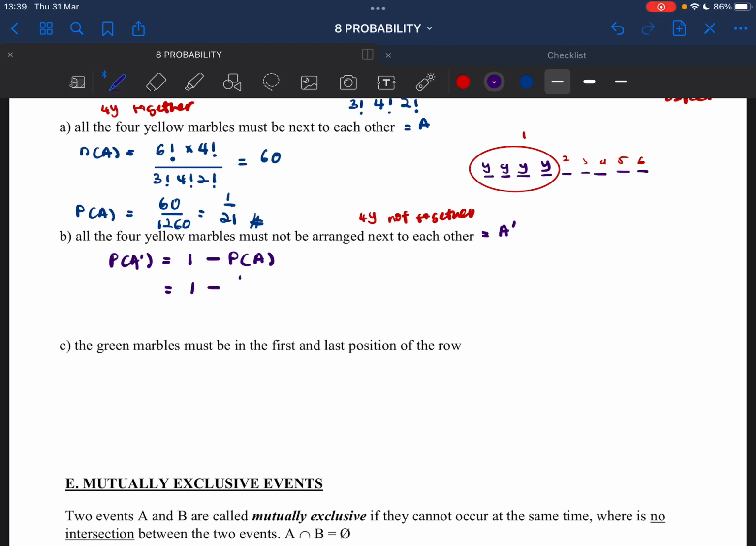So P(A) is from question A, which is 1 over 21. So here we have 20 over 21.